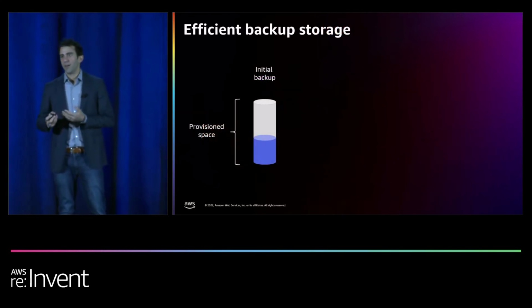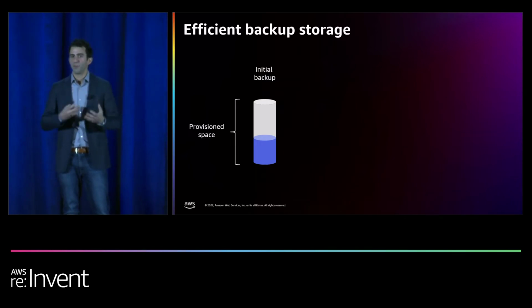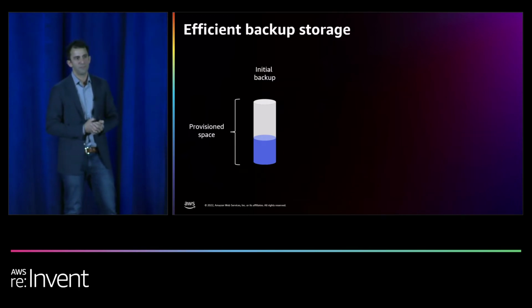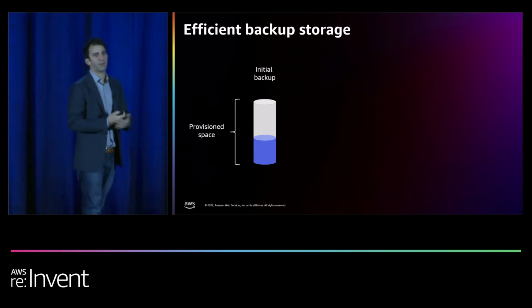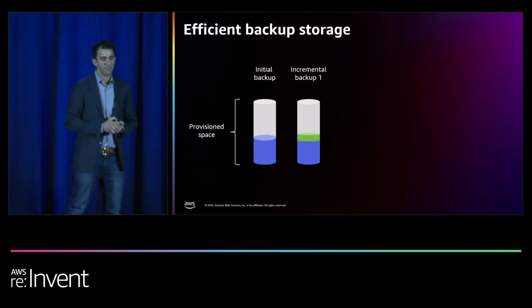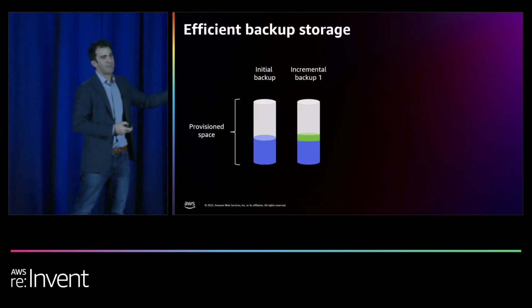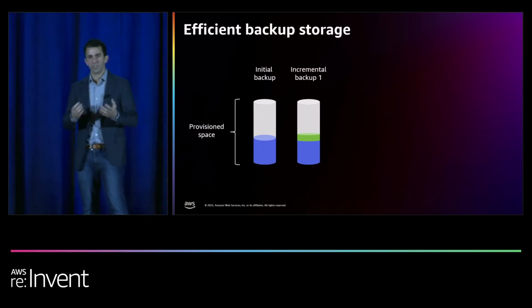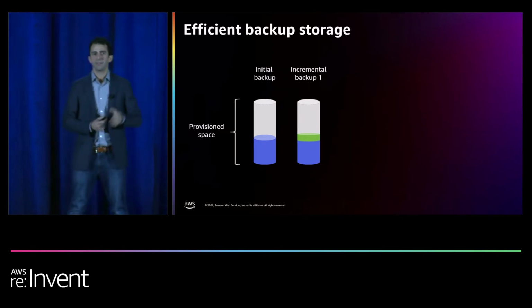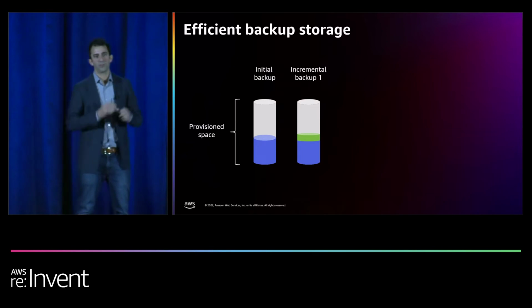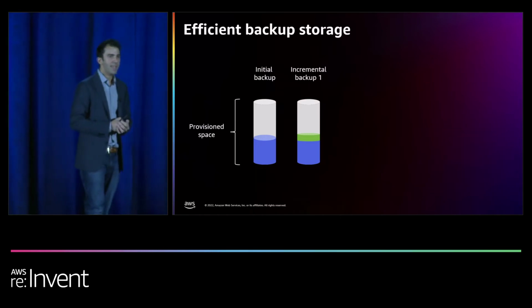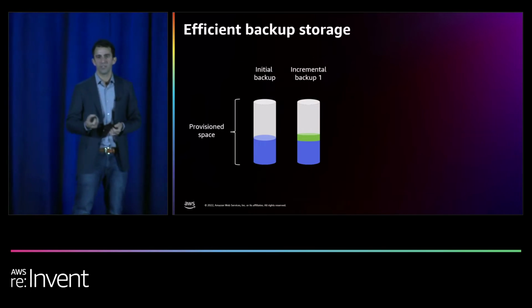Another area where we offer really great price performance benefits is on our backup storage. So this is something we built on top of our fully managed Lustre offering. If you take a backup of a Lustre file system, the first thing we'll do is look at all the blocks of data and store that off on S3, replicated across multiple availability zones. And then every time you take a backup, it's going to be incremental.